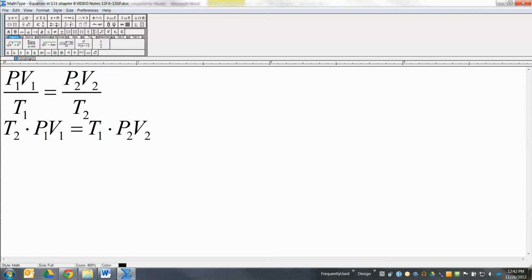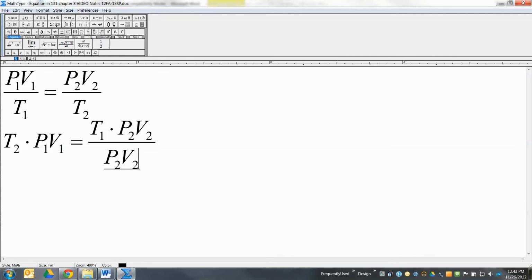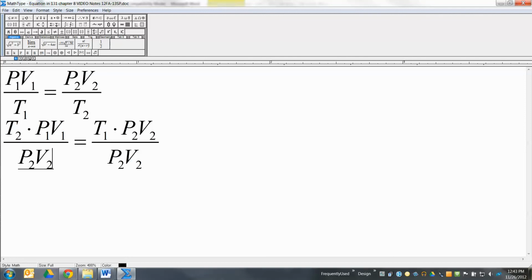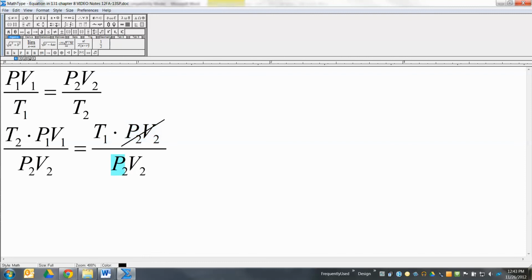So T1 is currently multiplied by all this stuff. So to undo multiplication, we divide, right? As we're going to in a second. So you divide both sides by P2 V2. You got to do it on the left to keep it fair and balanced. So over here, when you have P2 V2 over itself, it divides away to 1. And 1 times T1 is T1.